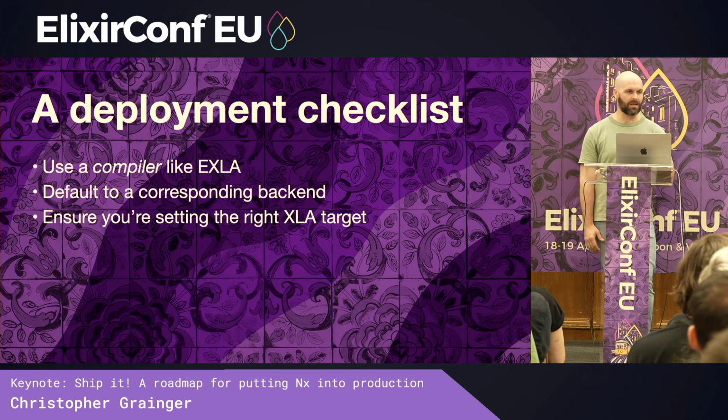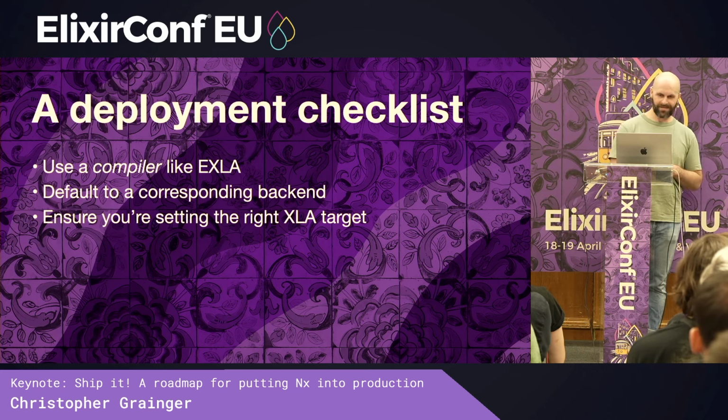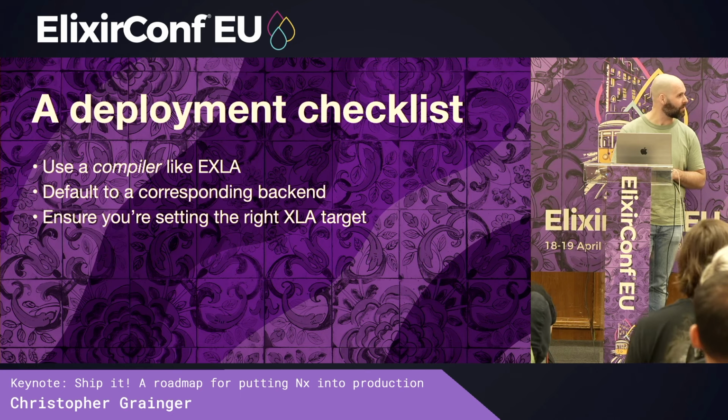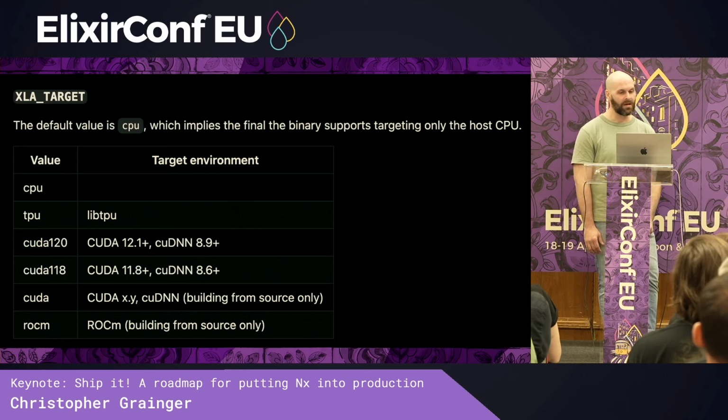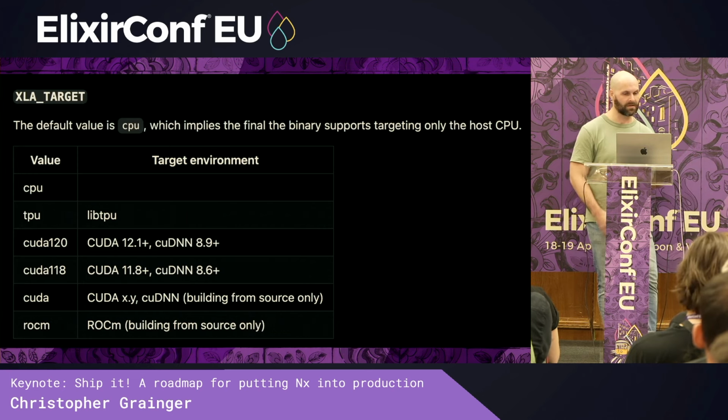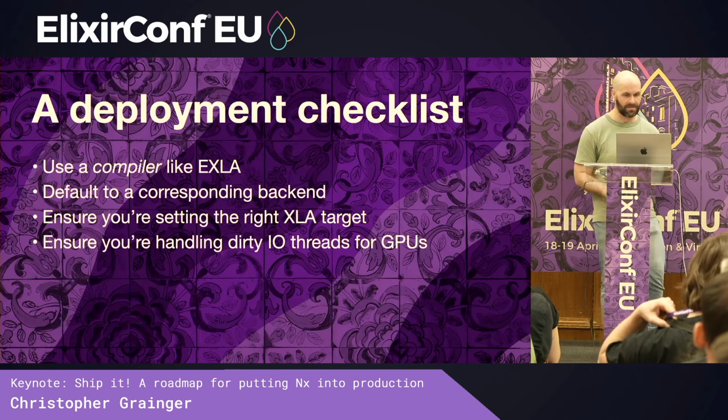Next, you want to ensure that you're setting the right XLA target. I've been bitten by this. I set the environment variable correctly in staging, and everything looked good, and then I didn't set it in production, and I got bitten by really slow stuff because everything was running on the CPU instead of on the GPU. It defaults to the CPU, okay? It's really awesome. This is not just a gotcha. It's also really amazing that you can use the exact same code and change nothing except an environment variable based on where you're deploying, and you can target these different architectures. I think that's amazing. So just make sure that you're setting your XLA target to the architecture that you want, unless you're on a CPU, in which case you don't have to set it.